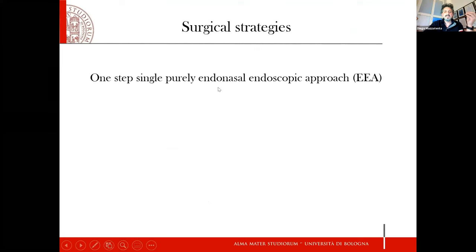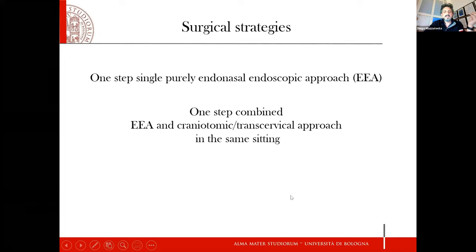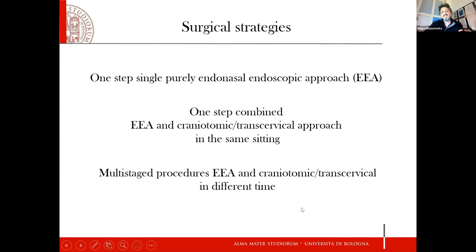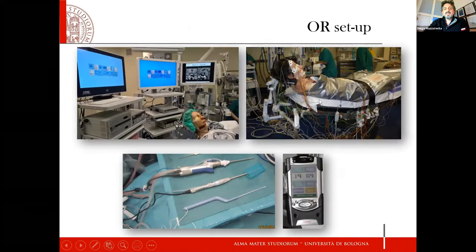One step, a single purely endoscopic endonasal approach; one step, combined endoscopic with craniotomic or transcervical approach in the same sitting; or a multi-stage procedure. You can start with endoscopic and afterwards carry on at a different time, after several weeks, with craniotomic or transcervical. Obviously, in this case, it's important to prepare the OR with all devices.